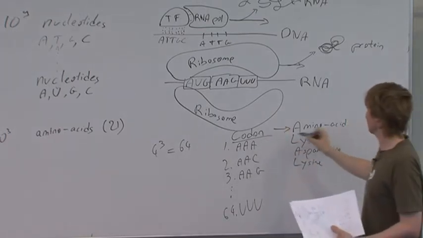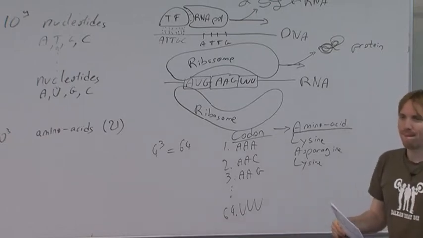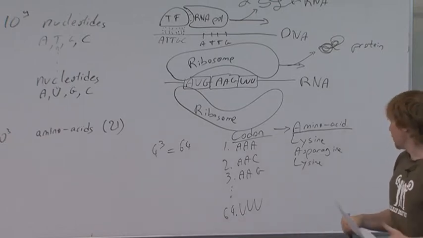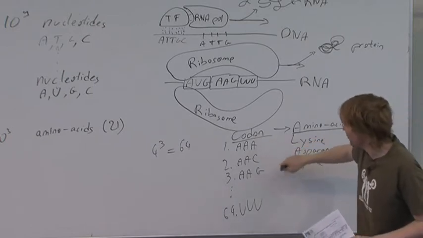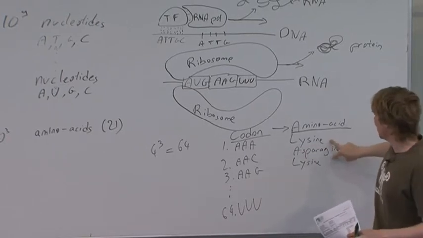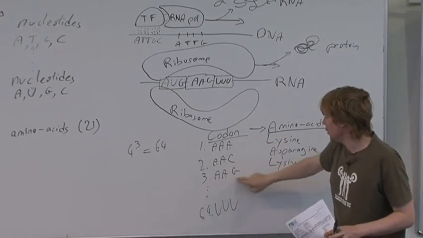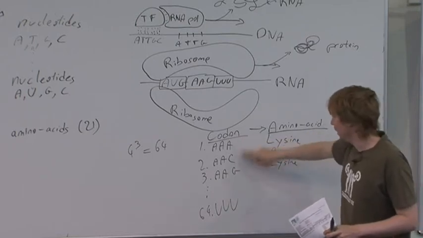Because it's easy to confuse A with G? Good point. So you're very good, that's a good observation. So you're saying, why is it that AAA and AAG both give you lysine? Is it because it's easy to confuse A and G?